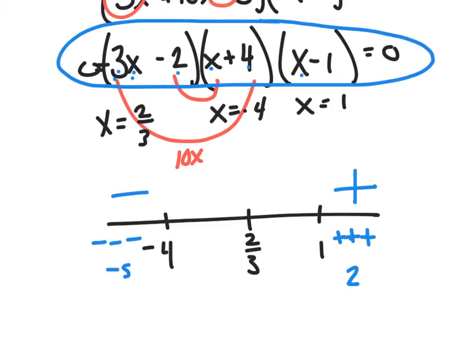Then I'll test somebody here. Maybe I'll test a 0 in this section. Anybody between a negative and a positive.